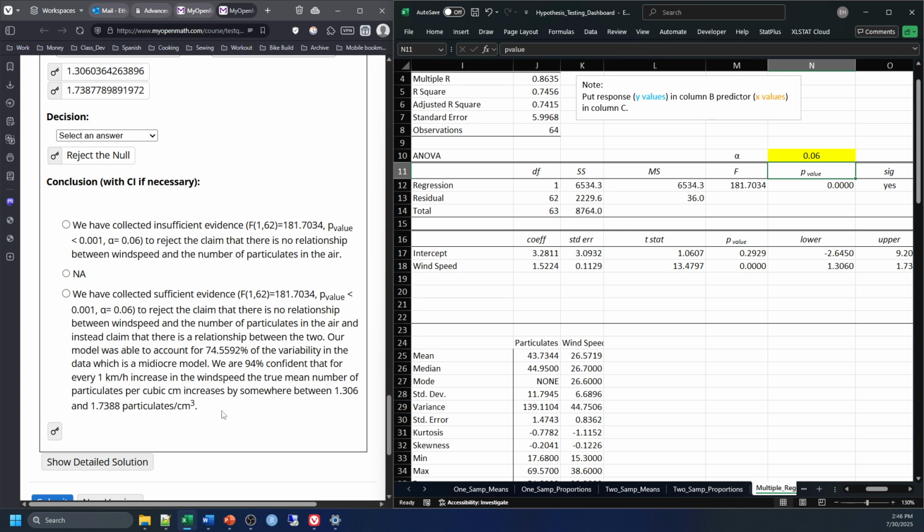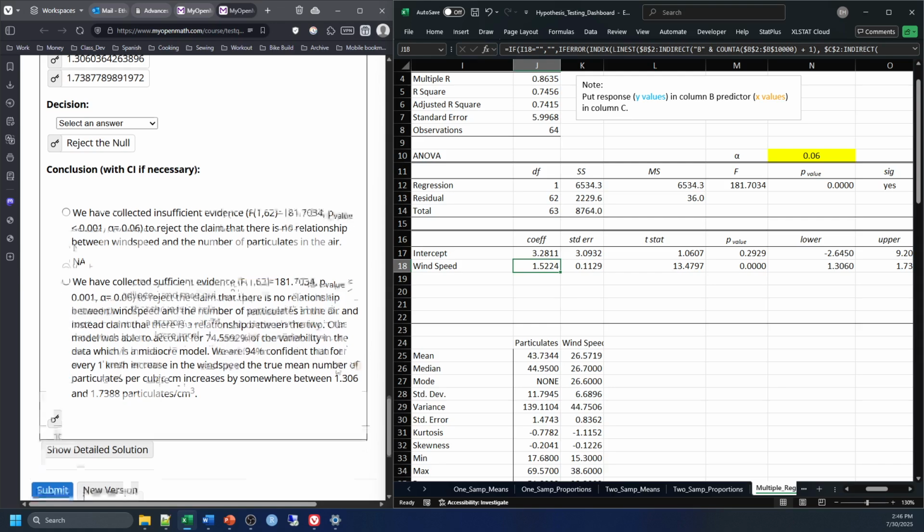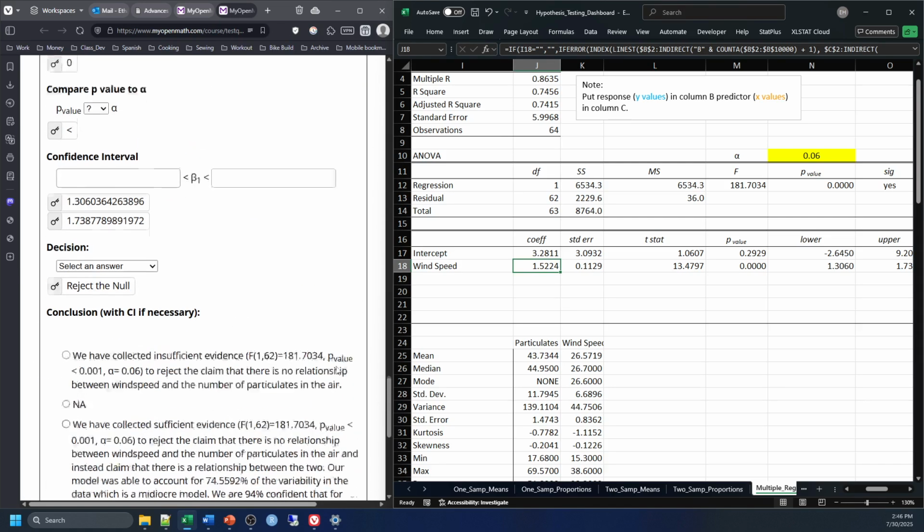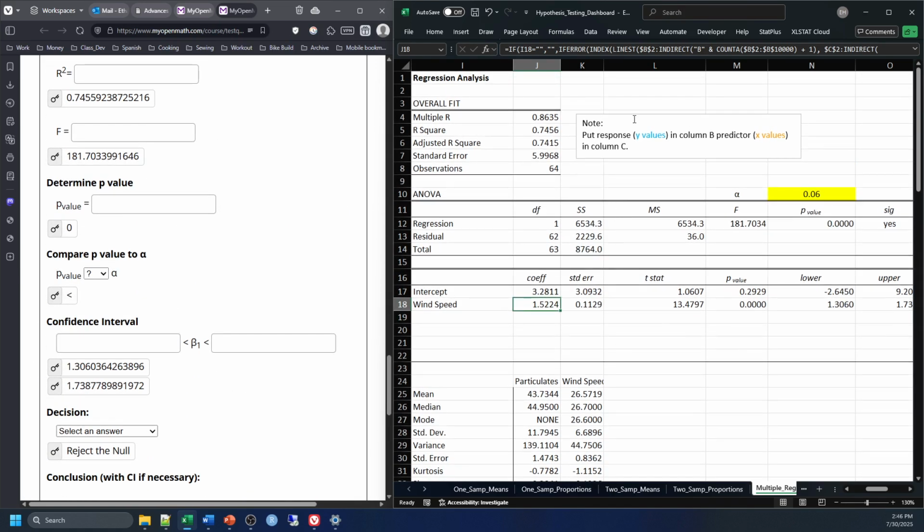Now, if we just wanted to say we're looking at the slope here, we'd say that our model says that for every 1 km/h increase, the particulates in the air increase by 1.5. Our confidence interval is just plus or minus from that. So that's how we go ahead and do our confidence interval using this regression analysis in our hypothesis testing dashboard.